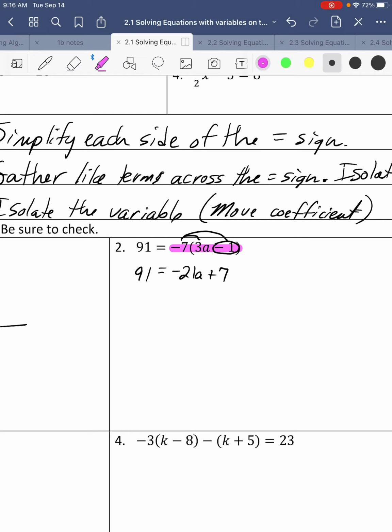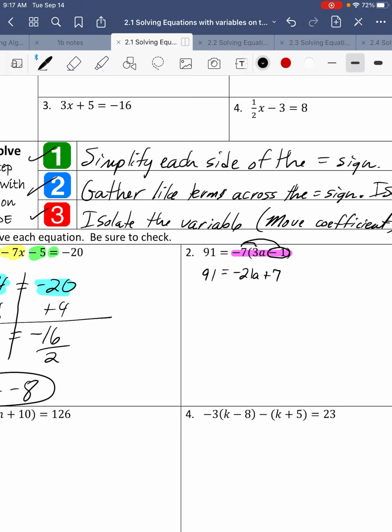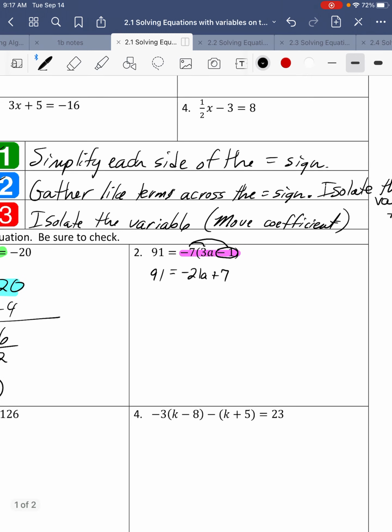So once it's distributed, I look to see, do we have any like terms on the same side of the equal sign? Negative 21a and 7, no, that is a constant term and a term with a variable, so no like terms there. So now we're moving on to gather like terms across the equal sign. Like terms, we have a positive 7 and 91. Those are both constants, those are numbers, we can get those together. They do not have variables on them, so let's move them.